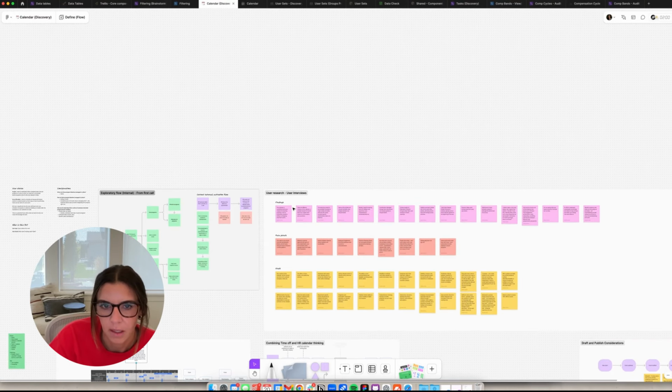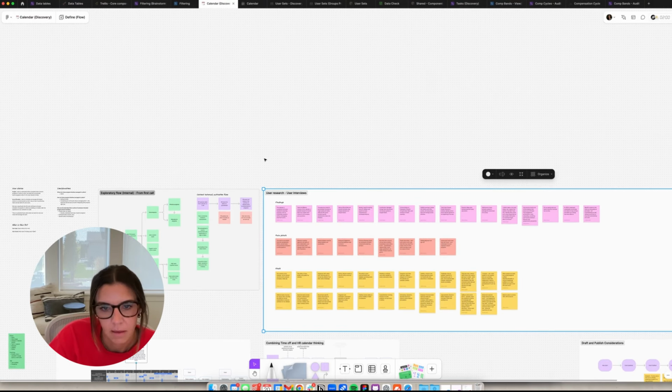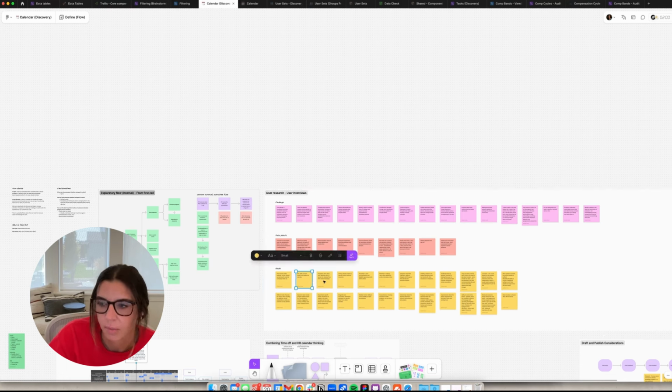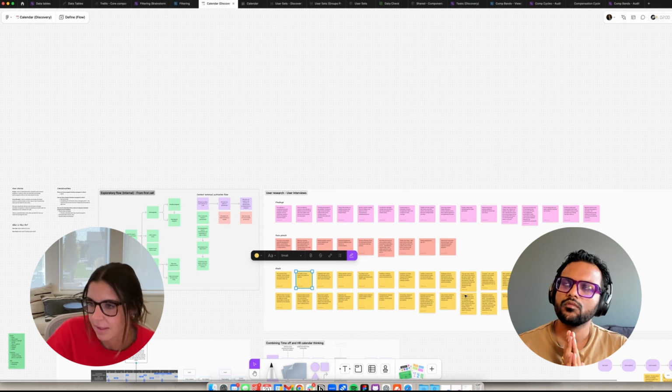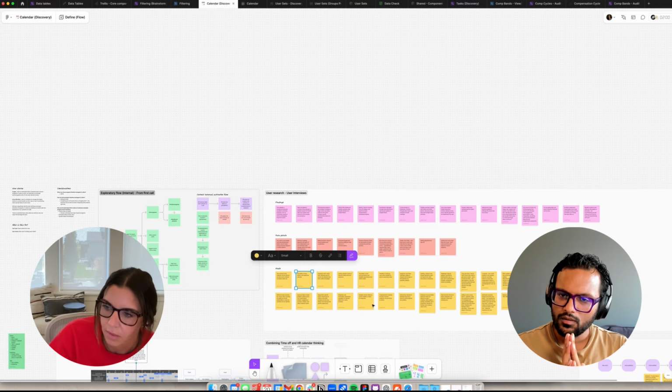And my PM and I, we lived in this space. But for other projects, I'll do a similar exercise, but organize it a bit more so it's more digestible. So you're not having to go through and read each sticky. I'll summarize the themes of what we're finding in the user interviews.